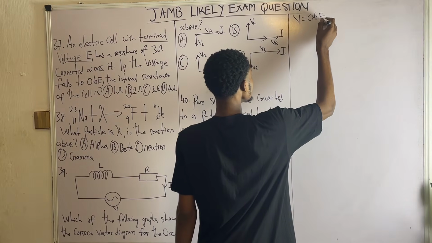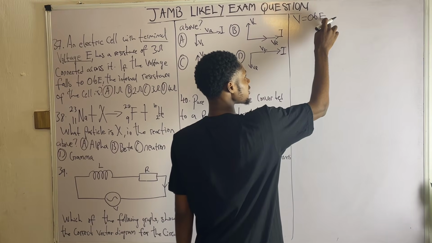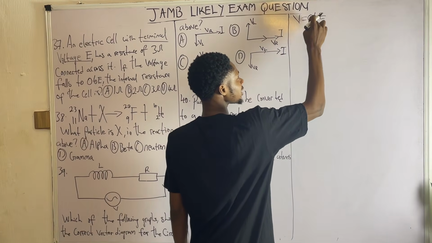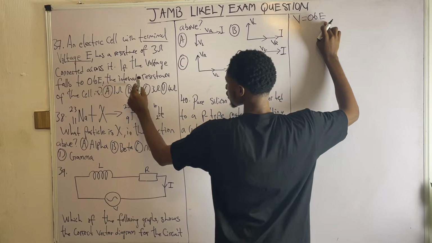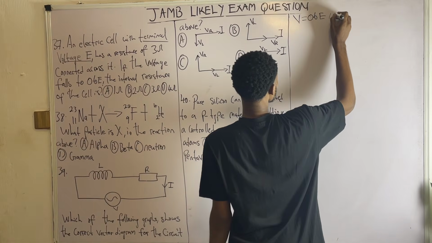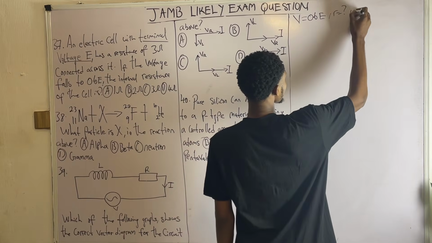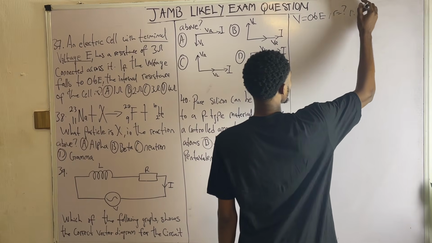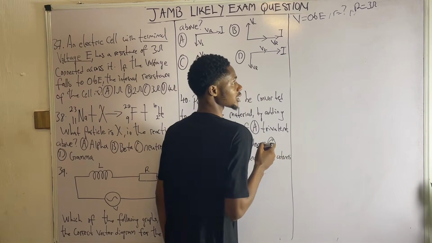Now, this E is the EMF, remember? So they are using EMF as a form of describing the terminal voltage. That's 0.6 of E. Now, if the voltage later falls to 0.6 of E, the internal resistance is, so you have to find the internal resistance, right? And we're given the external resistance as 3 ohms.